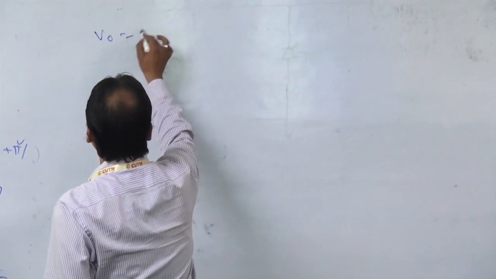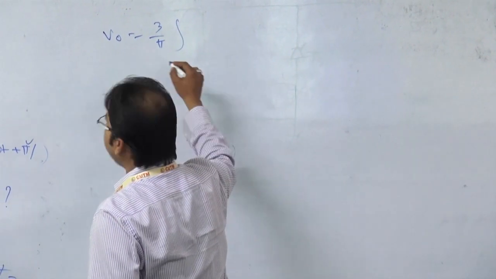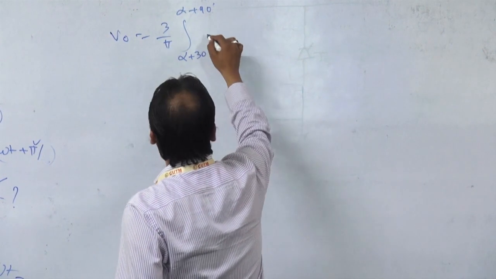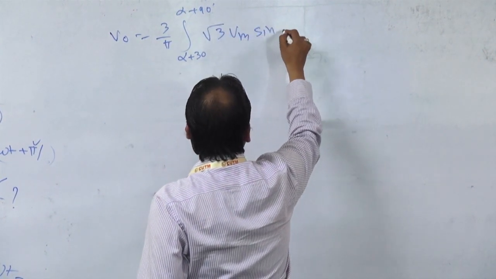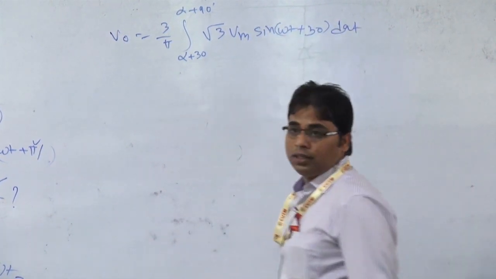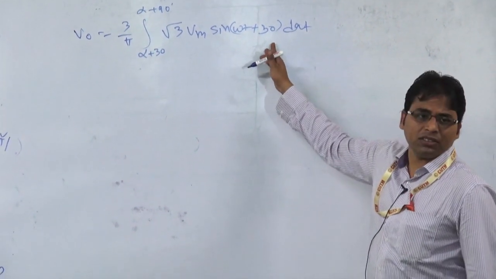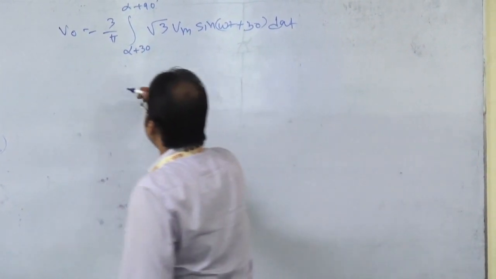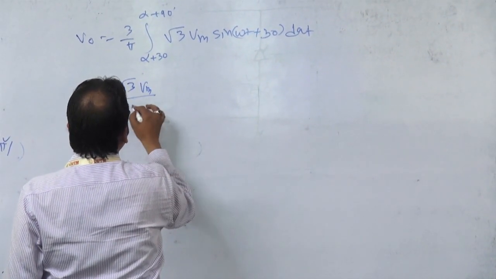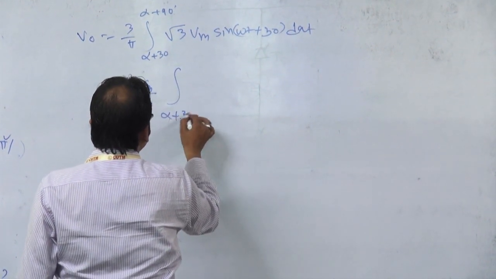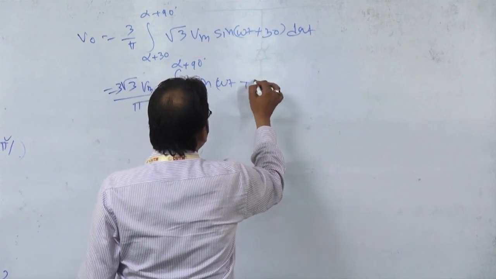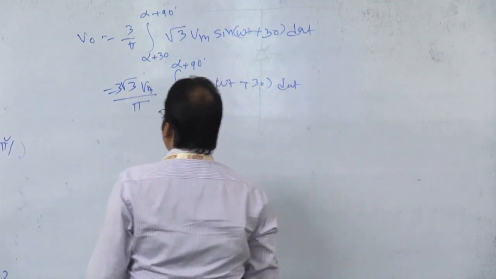So your output voltage is equal to 3 by pi integration from alpha plus 30 to alpha plus 90 degree root 3 Vm sin(omega t plus 30) d omega t. This is my function. Pi by 6 means how much? 30 degree, right? So just take out common: 3 root 3 Vm by pi, integration from alpha plus 30 to alpha plus 90 of sin(omega t plus 30) d omega t.